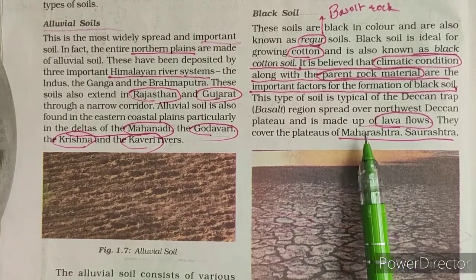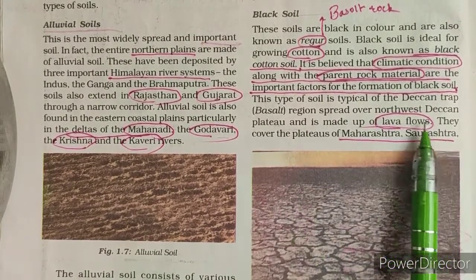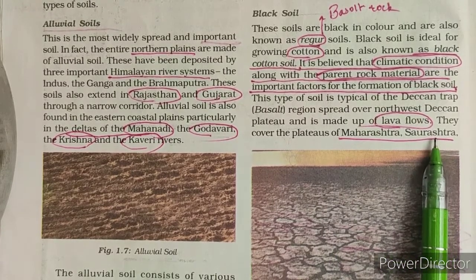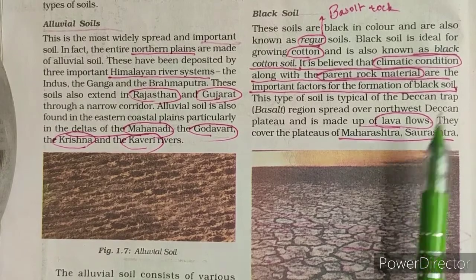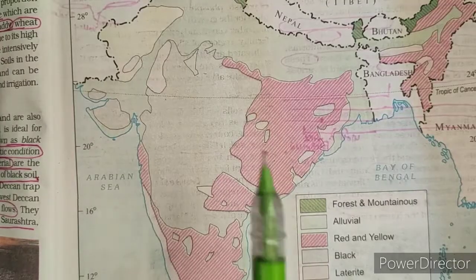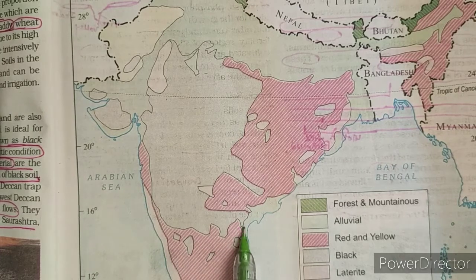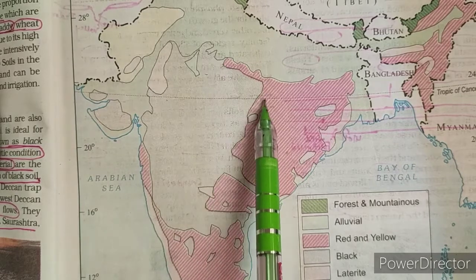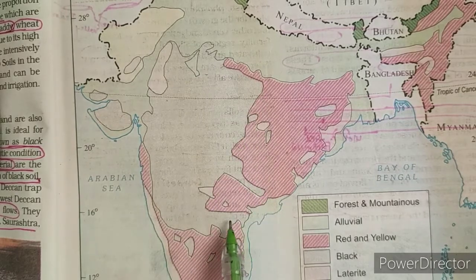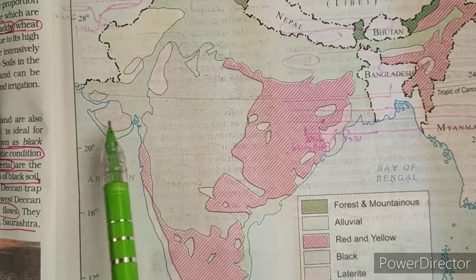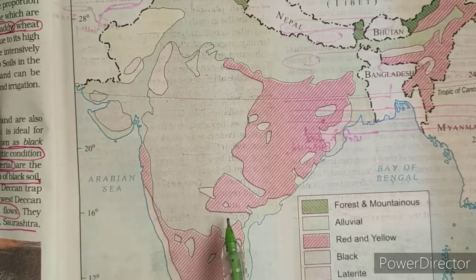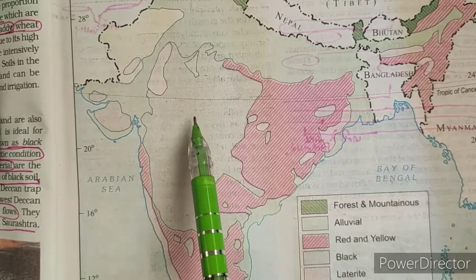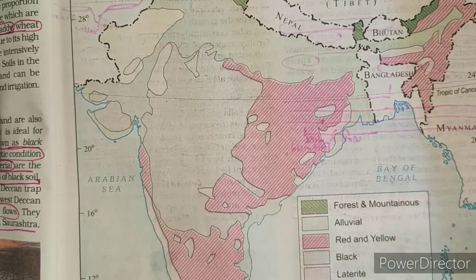Now this black soil is found on the plateaus of Maharashtra, Saurashtra, Gujarat, Madhya Pradesh and some parts of Karnataka also. Let us see in this map of India. This is the central part where this grey color is shown. This is the part of black soil. So this huge area is covered with black soil, and this is another part of Saurashtra and Gujarat also, and some parts of Karnataka also. So this area is also known as Deccan Trap.